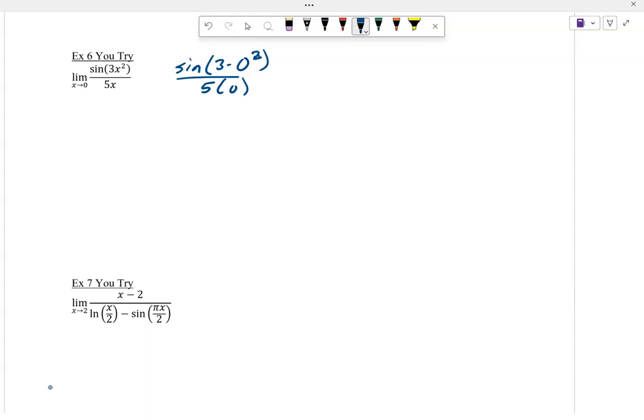over 0. So we're gonna have to use L'Hopital's again, right? We're indeterminate in form. So let's go ahead.